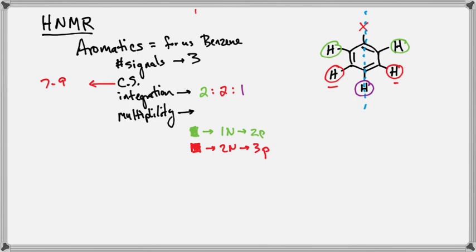Okay? What does the purple one see? One neighbor. What does it see over here? A red hydrogen. What does it see over here? A red hydrogen. Which means 2 neighbors, 1 type. This one's not going to get goofy splitting. This is going to be a straight up normal 3-peak system.